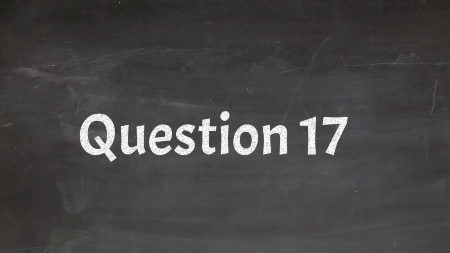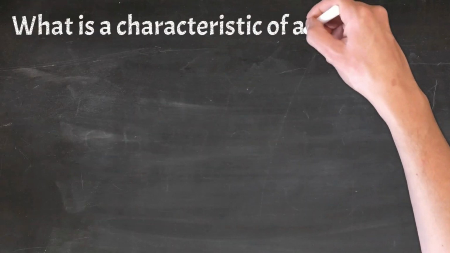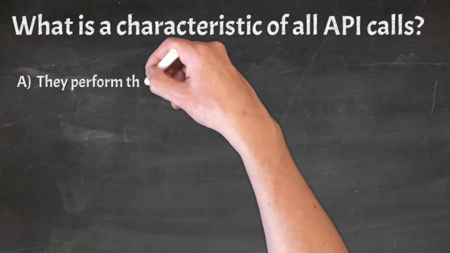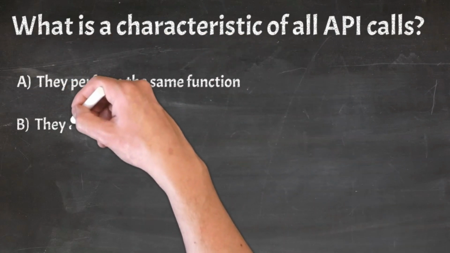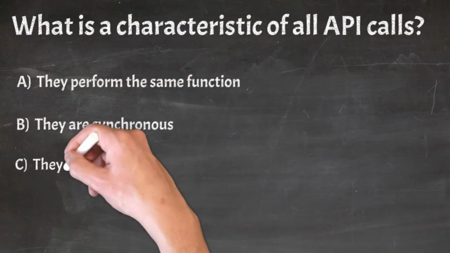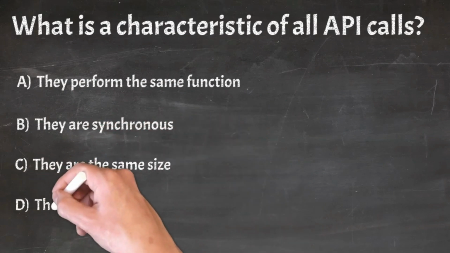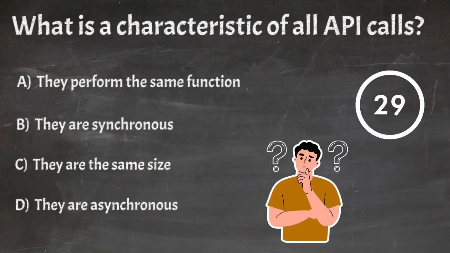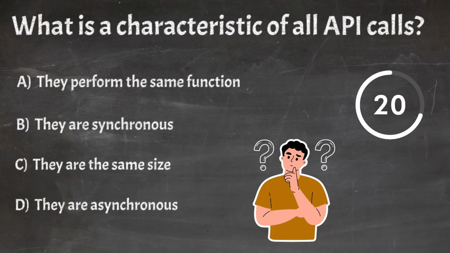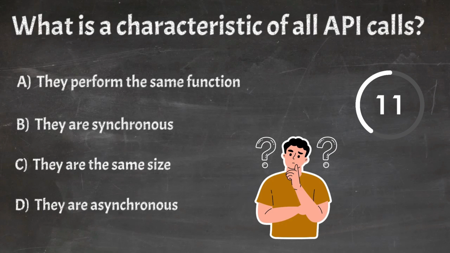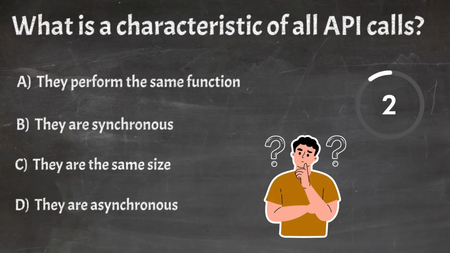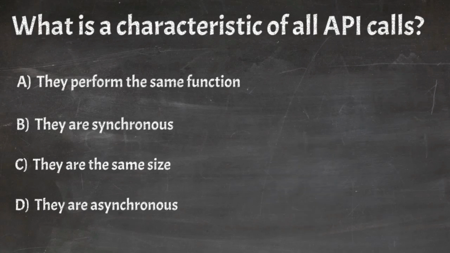Question 17. What is a characteristic of all API calls? A. They perform the same function. B. They are synchronous. C. They are the same size. D. They are asynchronous. Correct answer B. They are synchronous.